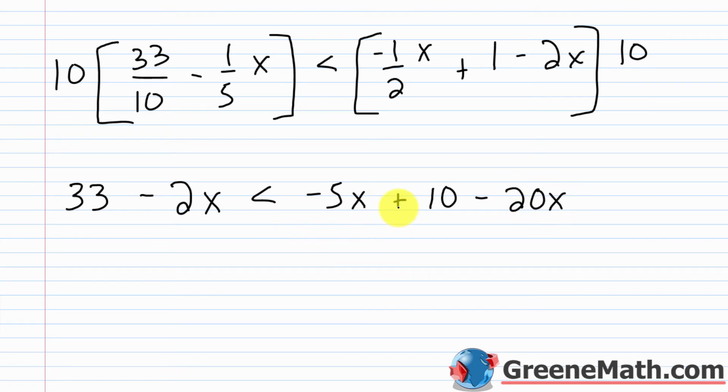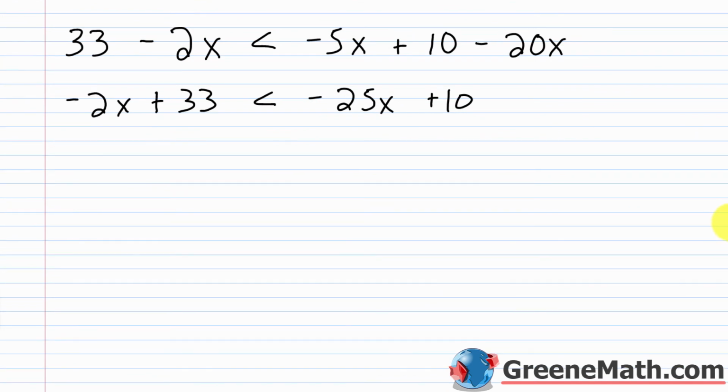So I can combine like terms on the right side here. Negative 5x minus 20x is minus 25x. So I'll put negative 25x plus 10. So over here, nothing to combine. I'm just going to write negative 2x out in front plus 33. And now I want to get a variable term on one side of the inequality and a number on the other. So in order to do that, I'm going to add 25x to both sides of the inequality.